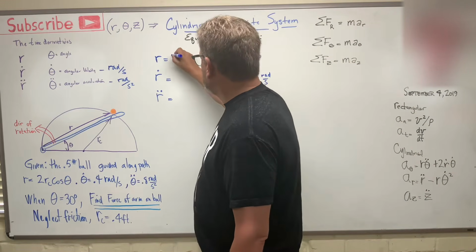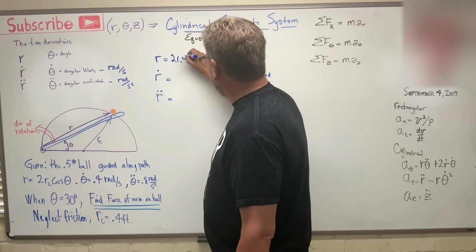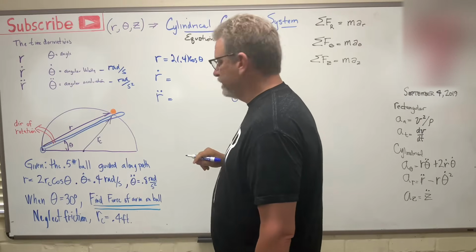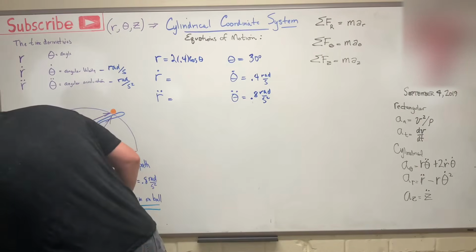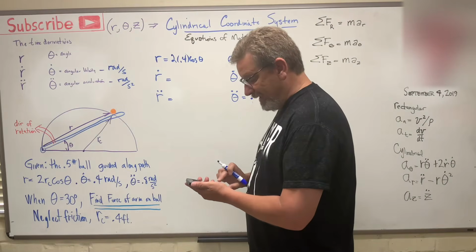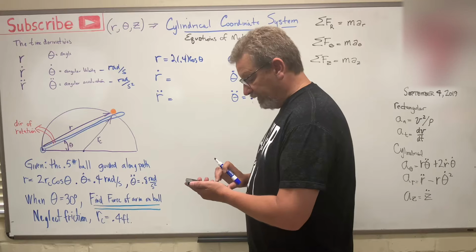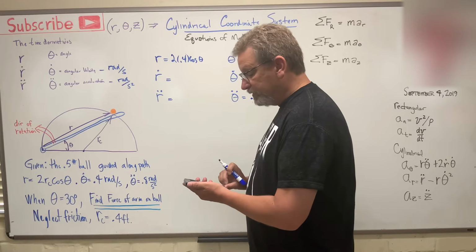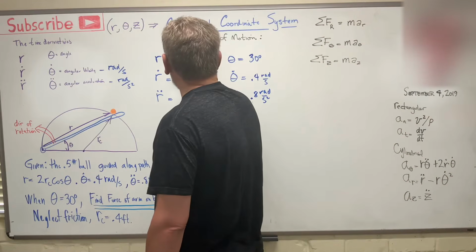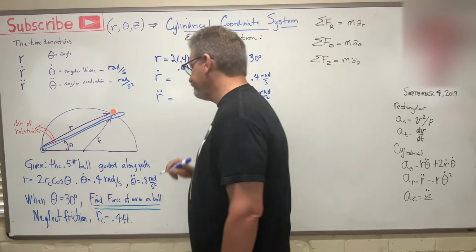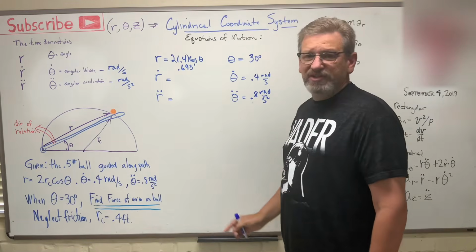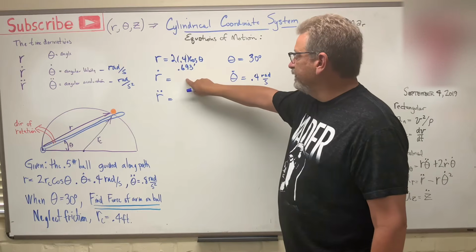So we have 2 times 0.4 times the cosine of theta. Hey, that's just a number, isn't it? So we know that already. That's 0.8 times the cosine of 30, which is 0.693. So r equals 0.693, and that would be feet. So step 2, we've got to figure out what is r dot.